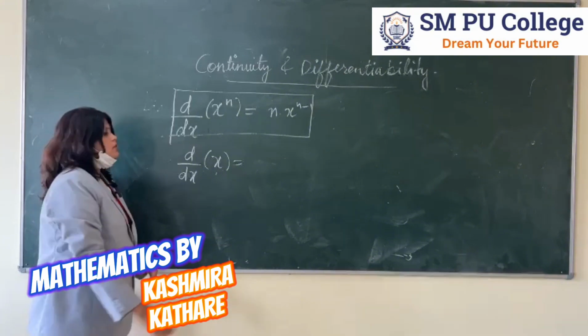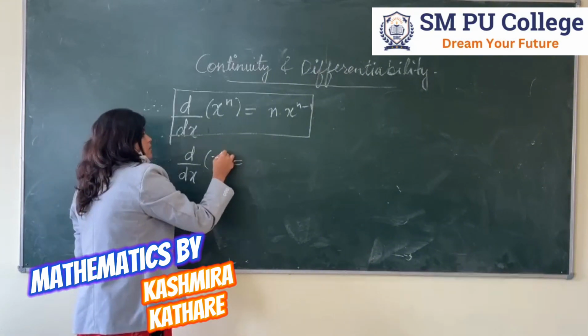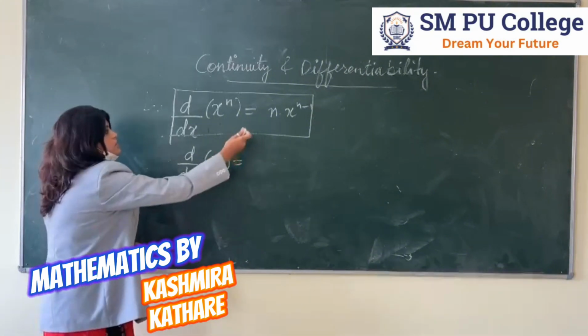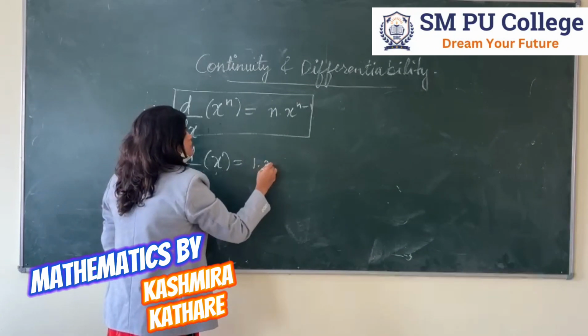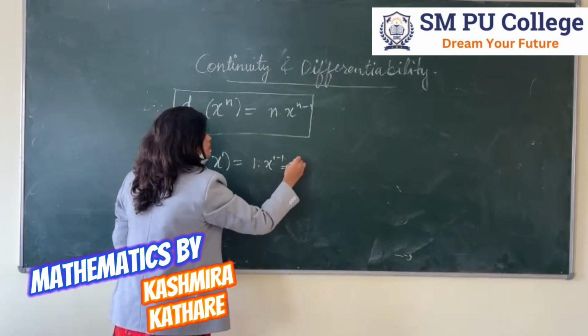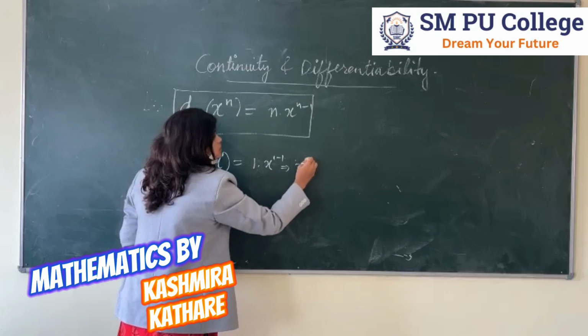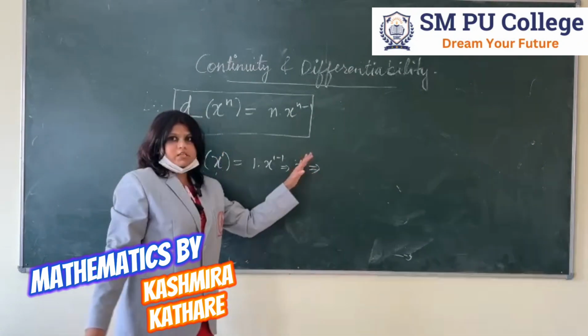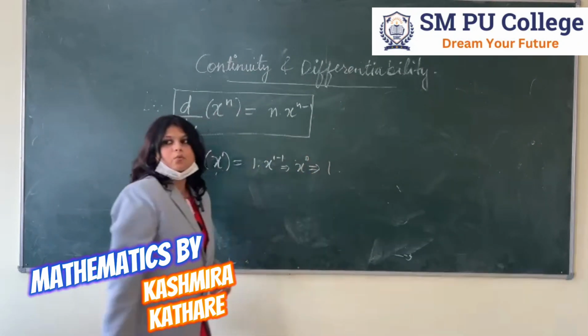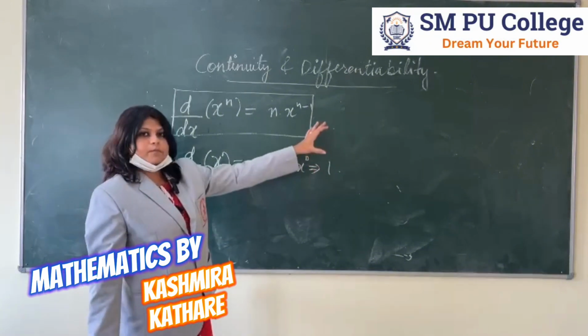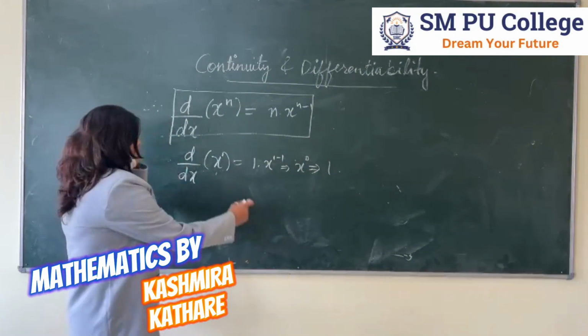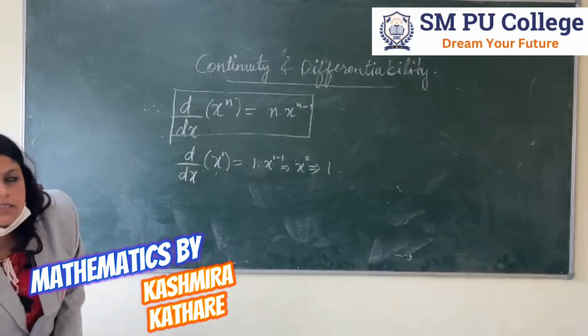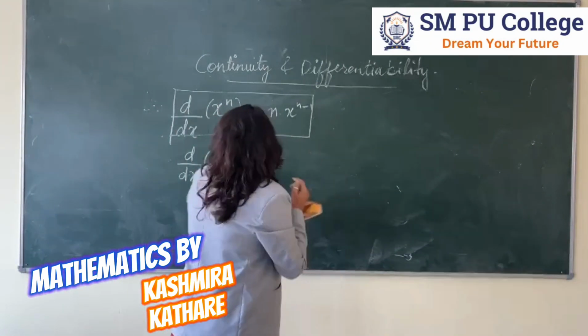We can solve this. Suppose here x raised to 1, right? Just substitute in this formula: 1 into x raised to 1 minus 1. That is 1 into x raised to 0. Anything to the power 0 is nothing but 1. Any value raised to power 0 is 1. So what is differentiation of x? Directly we can write 1.